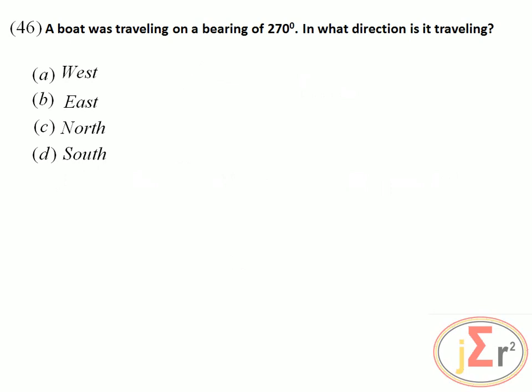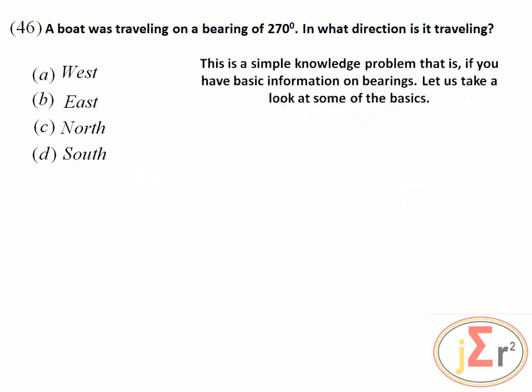A boat was traveling on a bearing of 270 degrees. In what direction is that boat traveling? This is a simple problem, that is, if you have the basic information on bearings. Let us take a look at some of the basics.